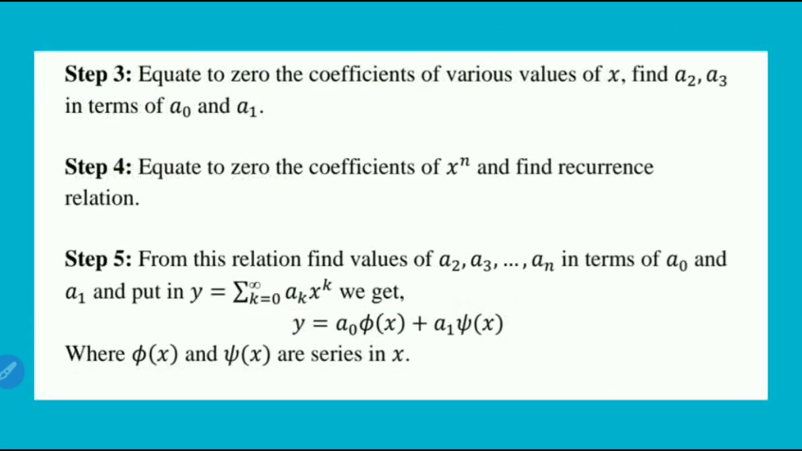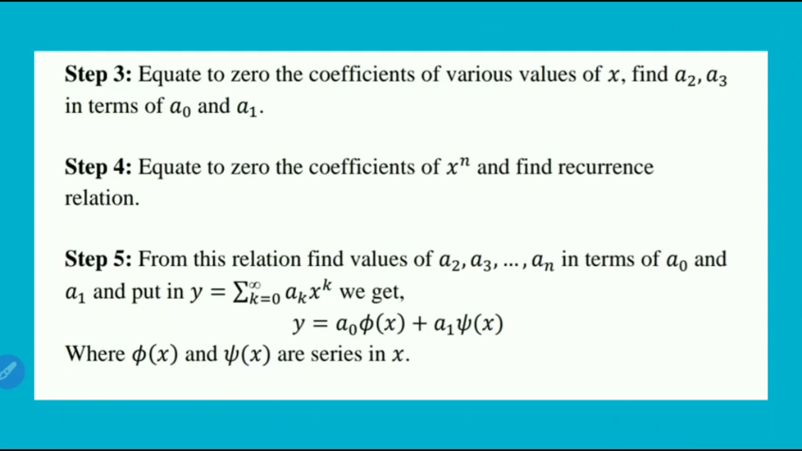After that, equate to 0 the coefficient of various values of x. Once you put the values of d2y by dx square and dy by dx in the given differential equation, you will get one equation and the right hand side of that equation is 0. So on comparing, the coefficients of x, all of them will be 0, then only it will be equal to 0. So once you equate them to 0, you will get the values of constant terms.